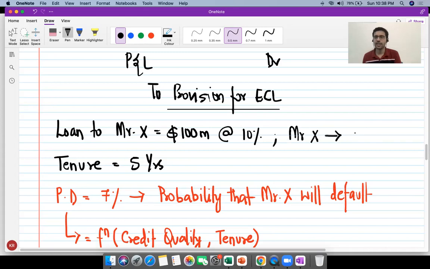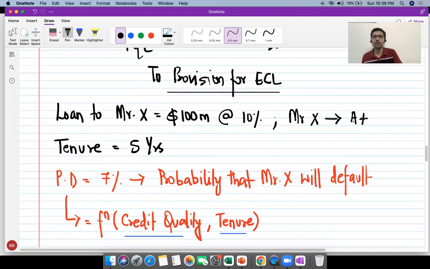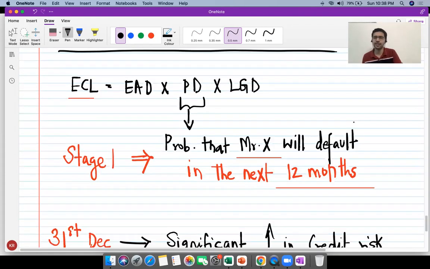let us say Mr. X has a credit rating of say A, or A plus, all right. We've got these S&P credit ratings. Obviously, S&P credit ratings are for corporates. I'm just hypothetically saying that let's say we have Mr. X who's got a credit rating of A plus, all right. A plus is obviously a very good credit rating.